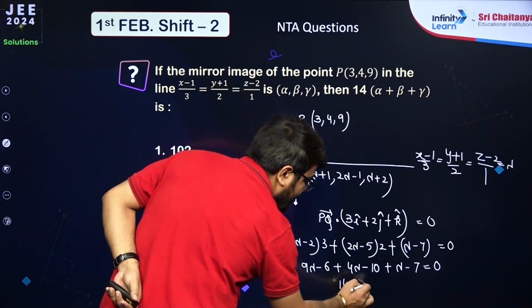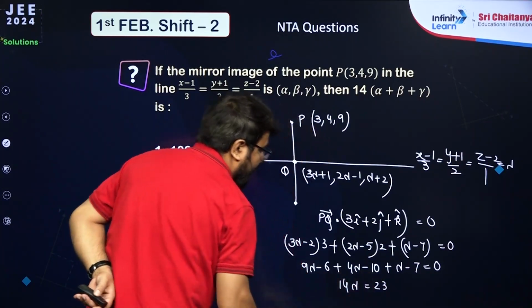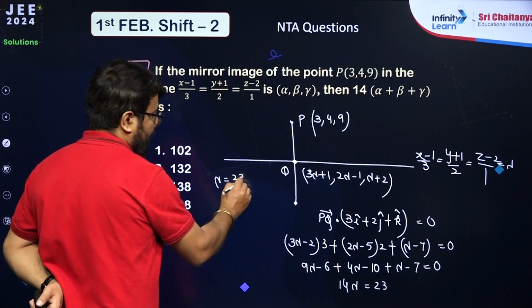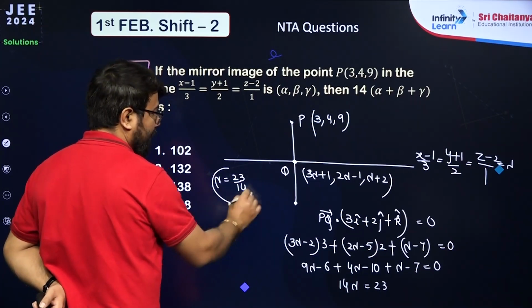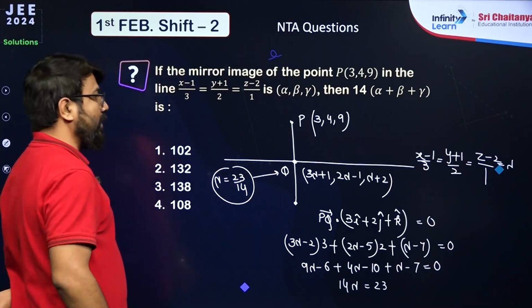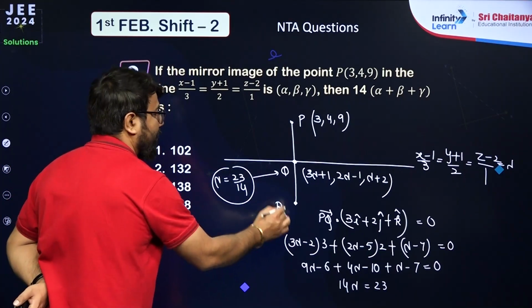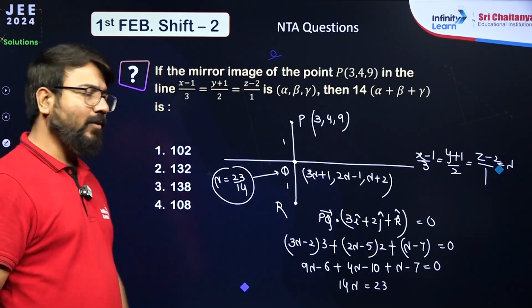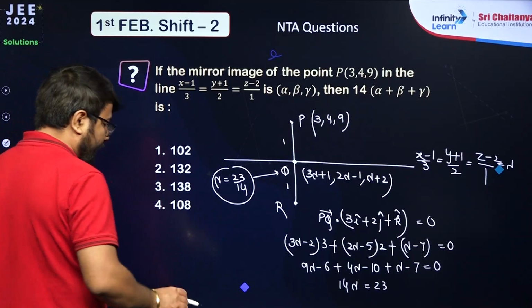So that becomes basically 23 over here. And we got the value of lambda as 23 over 14. So in this way, we are able to get the coordinate of the point Q. Once we are able to get the coordinate of the point Q, we will be applying the section formula because Q is a midpoint, and accordingly we will be able to get the coordinate of R.